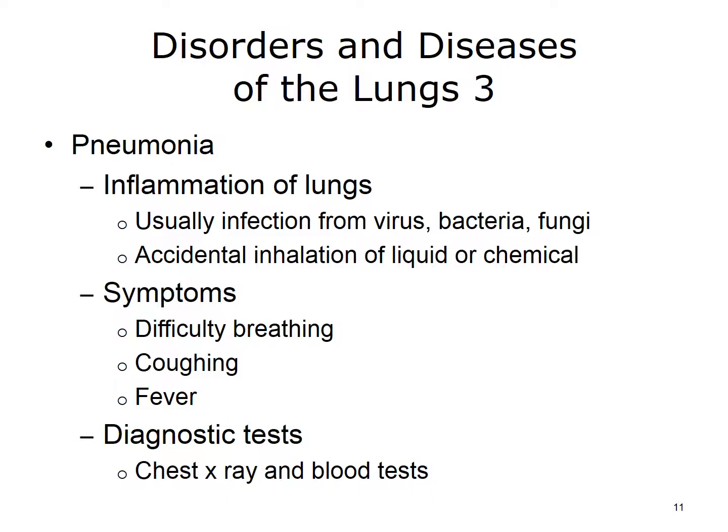Pneumonia is an inflammation of the lungs usually caused by an infection. Three common causes are bacteria, viruses, and fungi. Pneumonia may also be contracted by accidentally inhaling a liquid or chemical. People most at risk are older than 65 or younger than 2 years of age, or those who already have health problems. Symptoms of pneumonia include difficulty breathing, coughing, and fever. Diagnostic tests include chest X-rays and blood tests.